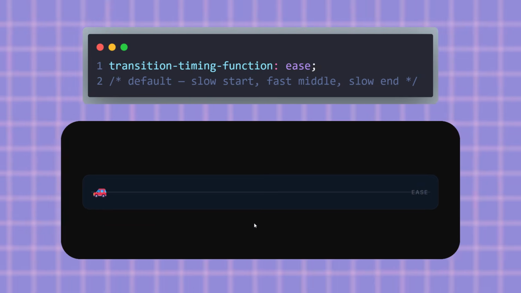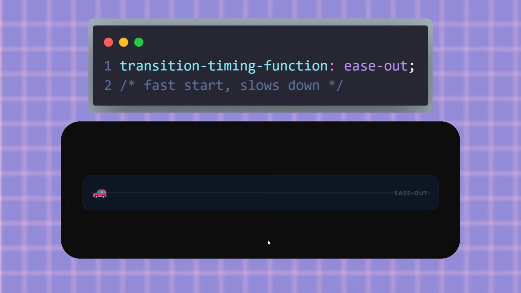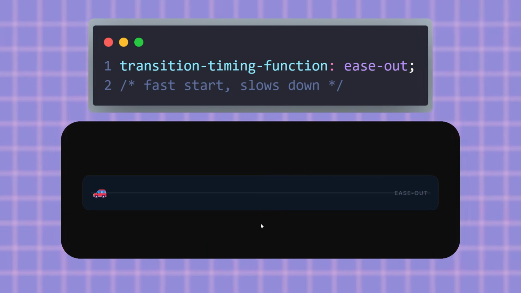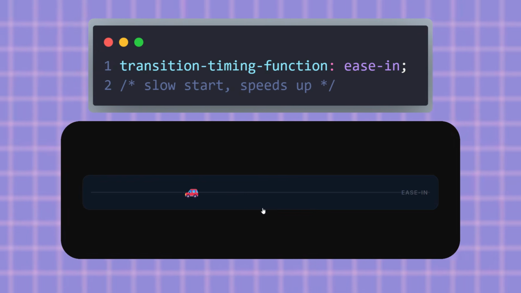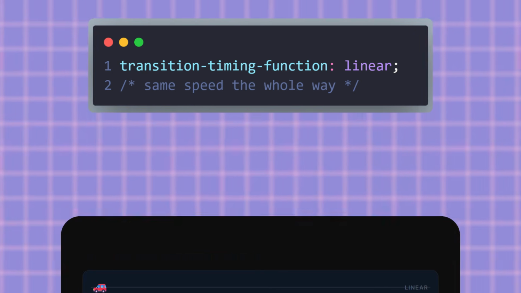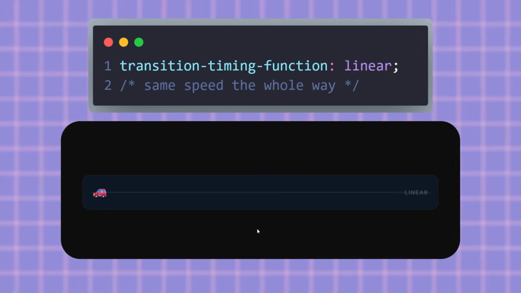Ease is the default, and it works great for most things because it feels natural. Ease out is great for elements coming onto the screen. They rush in and then settle gently like something landing. Ease in is good for elements leaving the screen. They start slow then pick up speed like something taking off. Linear is mostly used for spinning animations or progress bars where you want a constant mechanical feel.